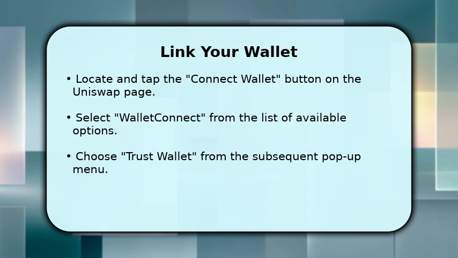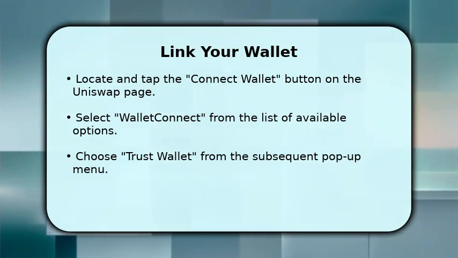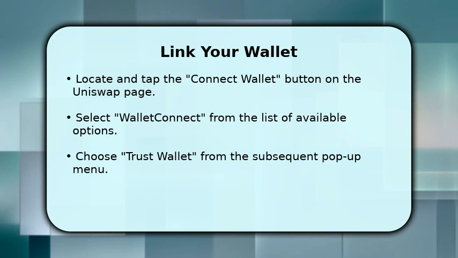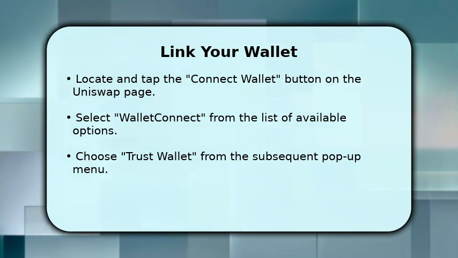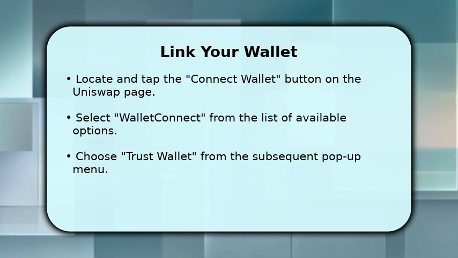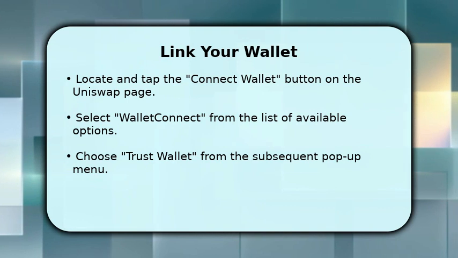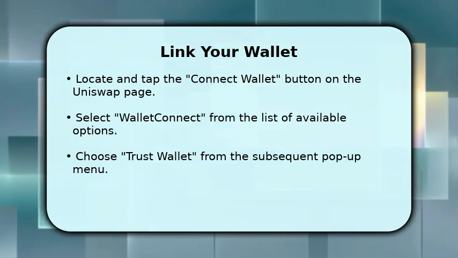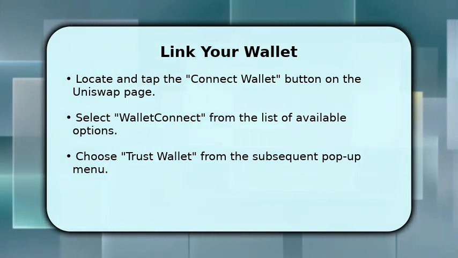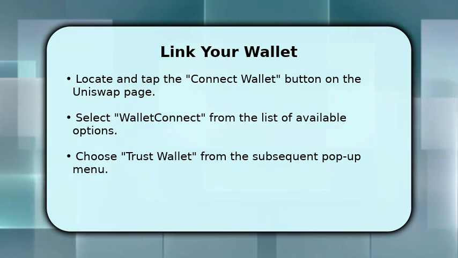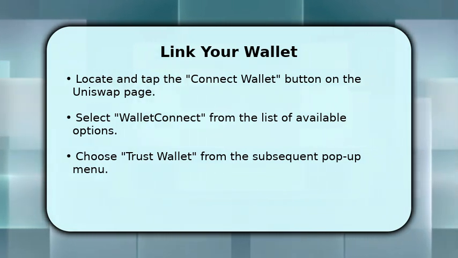Once on the Uniswap website, you'll see a Connect Wallet button, usually in the top right corner. Tap this button. A list of wallet options will appear. Select Wallet Connect as your connection method. From the next prompt, choose Trust Wallet to establish the secure link. Your Trust Wallet will then confirm the connection, ensuring your funds are safe.